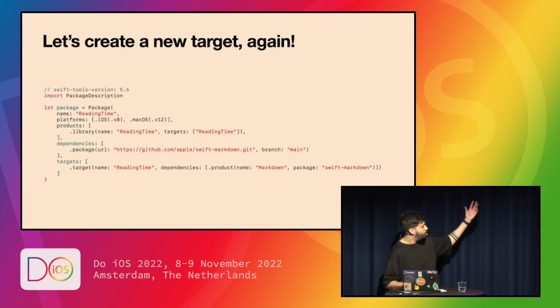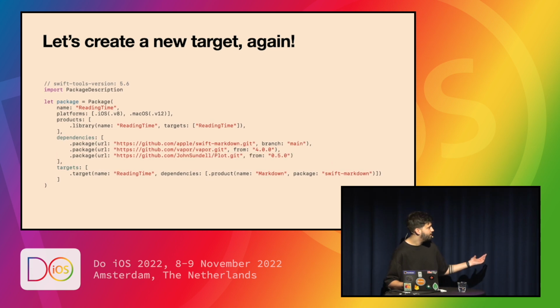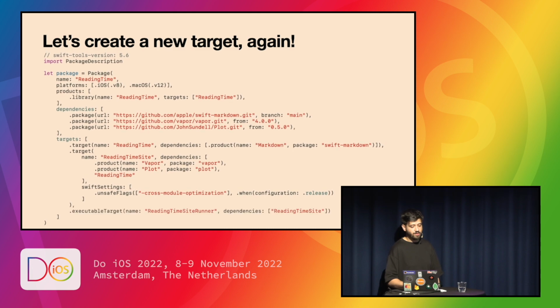So how do we do this? We go back to our repo, to our Package.swift, and we add a new target. Before we do that, we add a package, we add Vapor, and we add Plot. That's the 2 dependencies we need. And we add a target first, which is the reading time site with Vapor and Plot as products, and then reading time as well, because that's going to have to perform some logic. So this will be the core of the server, so this will be the site itself. And then we add a little executable target, which will be the runner. So we need to run the server somehow. All of this is explained in the Vapor docs and the Get Started guides. So make sure to check it out if you want to learn about Vapor.